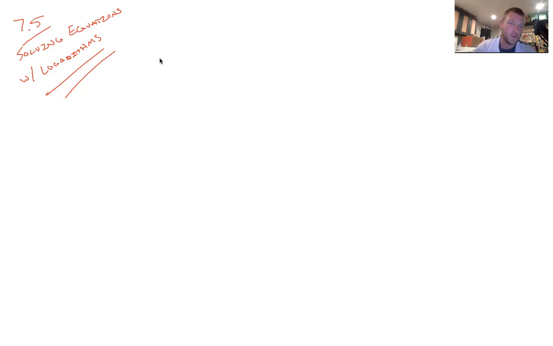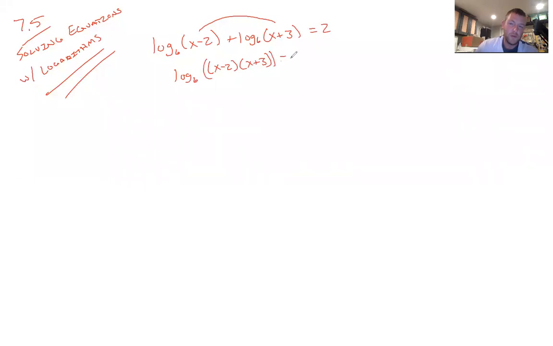Okay, so the first equation that we've got to solve is log base 6 of x minus 2 plus log base 6 of x plus 3 is equal to 2. Notice these two are the exact same, log base 6 and log base 6. If these were not the same, then it'd be a whole different thing. But since they are, we can combine them. So I have one log base 6, and there's a plus in between. If there's a plus in between, we multiply these two things: x minus 2 times x plus 3. And we know that's equal to 2.